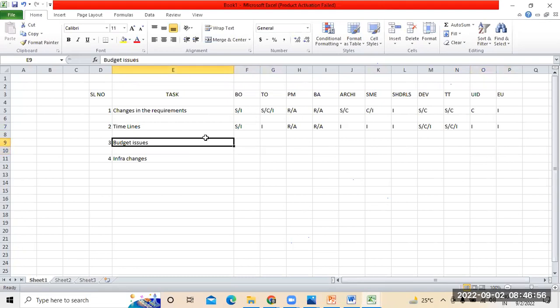Now, budget issues. Support and consultation of the business owner is required. You are providing information to the technical owner because, at the end of the day, it is relating to the budget part. So we are taking the technical owner into the context of information to be provided to them. We don't take anything else apart here.